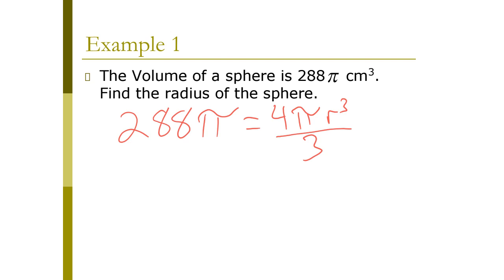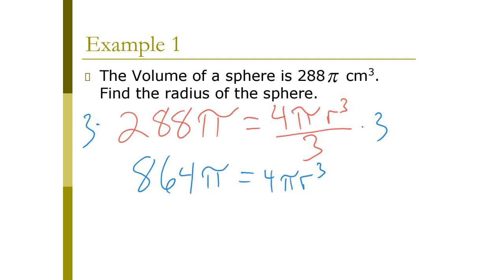First I have to multiply by 3 on both sides. So multiply by 3, multiply by 3. 288 times 3 gives me 864 pi equals 4 pi r cubed. I'm going to notice that these pi's are going to cancel, right? They're gone. They're out of the picture because if I divide by pi, it just cancels out. Now I need to isolate that r cubed. So if I divide by 4 on both sides, I'm going to get 216 is equal to r cubed.